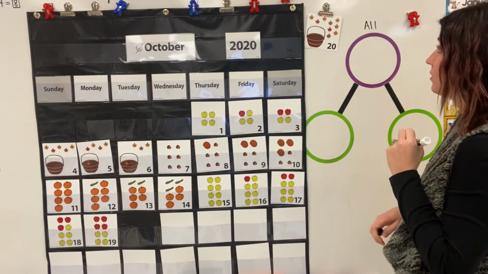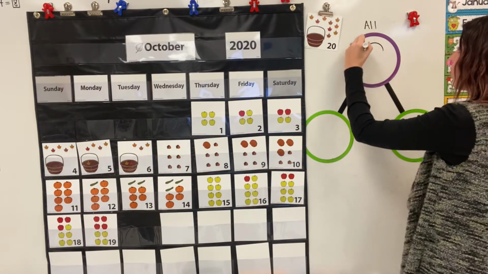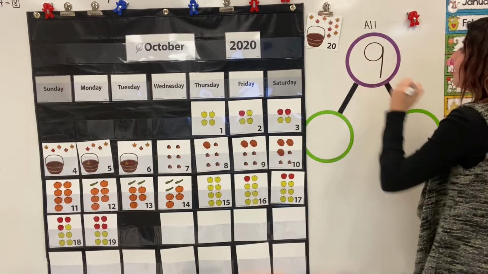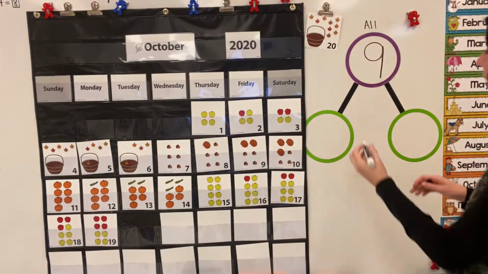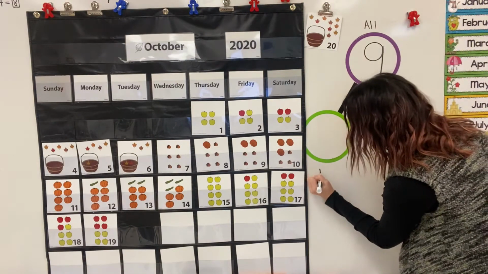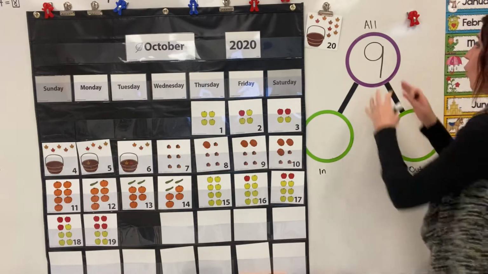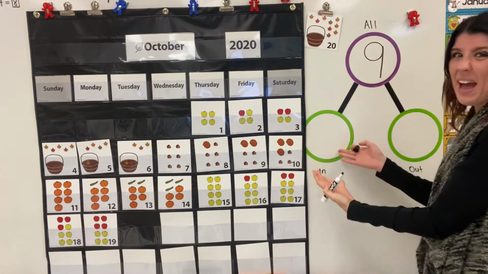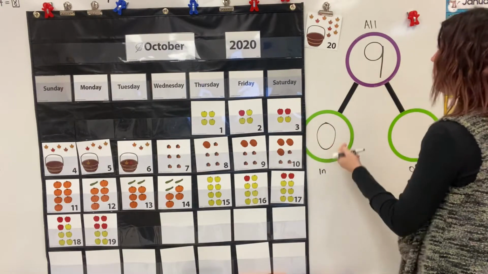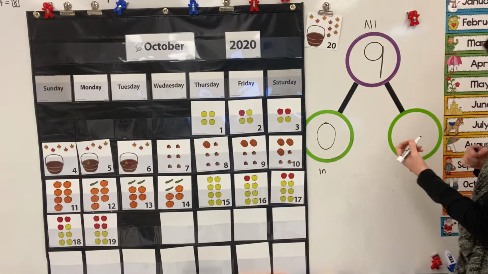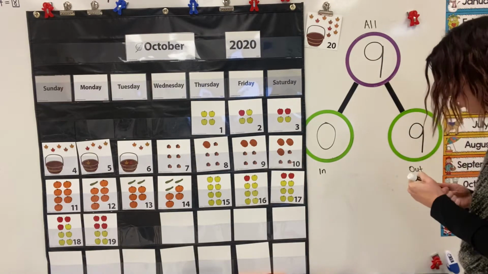All the leaves. 9. Do you remember how to make a 9? Draw a circle and a line. That's the way we make a 9. Now we're going to have the ones that are in the basket and the ones that are out of the basket. What part of the leaves are in the basket? 0. And what part are outside the basket? 9. Very good. So there's our number bond.